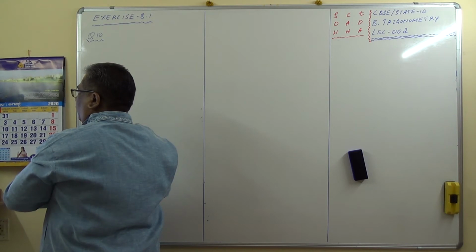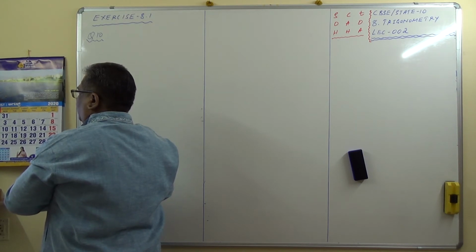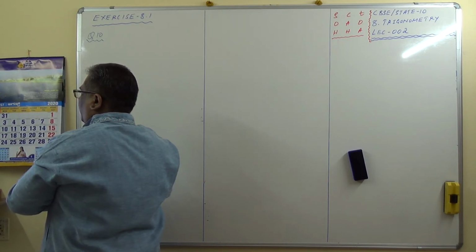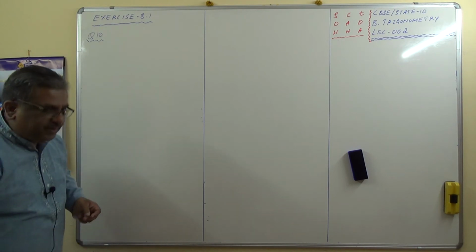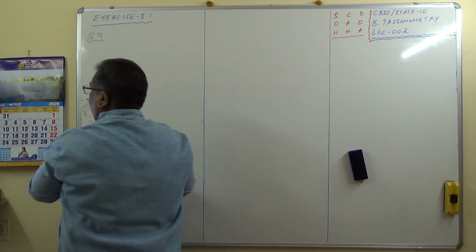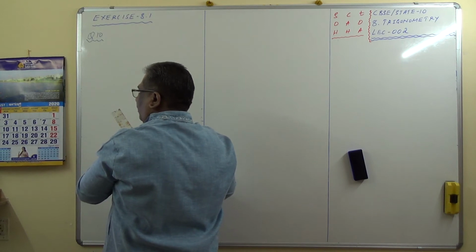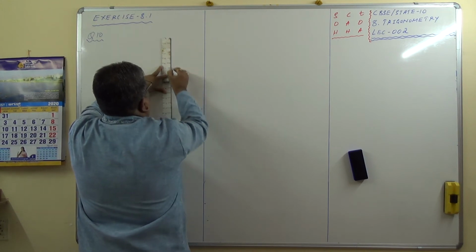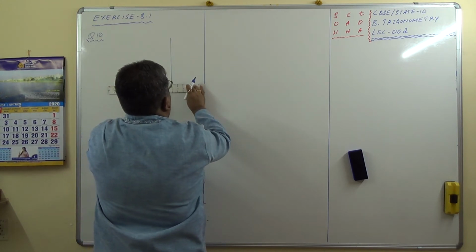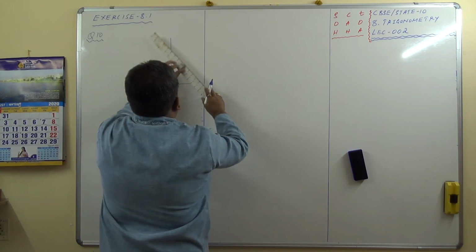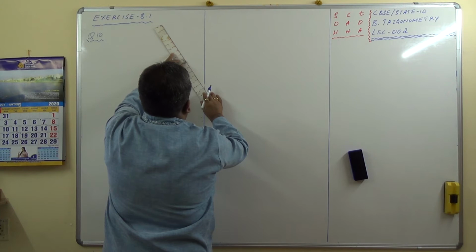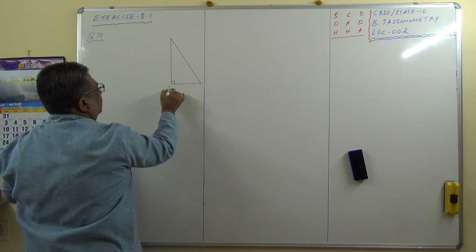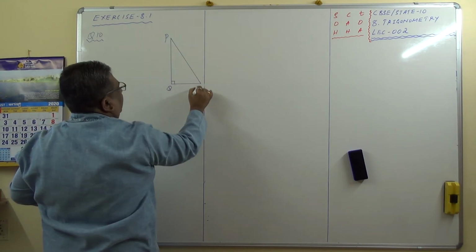In triangle PQR, right angled at Q, PR plus QR equals 25 centimeter, PQ is 5 centimeter. Determine the values of sin P, cos P and tan P. So let me draw the diagram here first. Question number 10. PQR is right angled at Q.